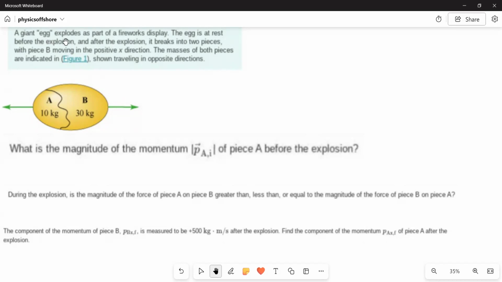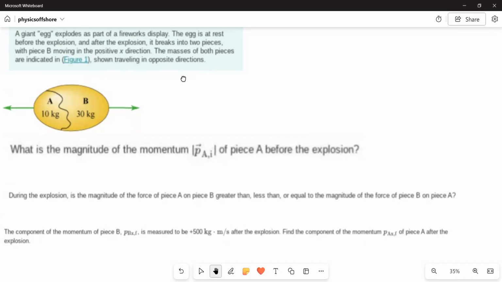A giant egg explodes as part of a fireworks display. The egg is at rest before the explosion, and after the explosion, it breaks into two pieces, with piece B moving in the positive x direction. The masses of both pieces are indicated in figure 1, shown traveling in opposite directions. What is the magnitude of the momentum of piece A before the explosion?